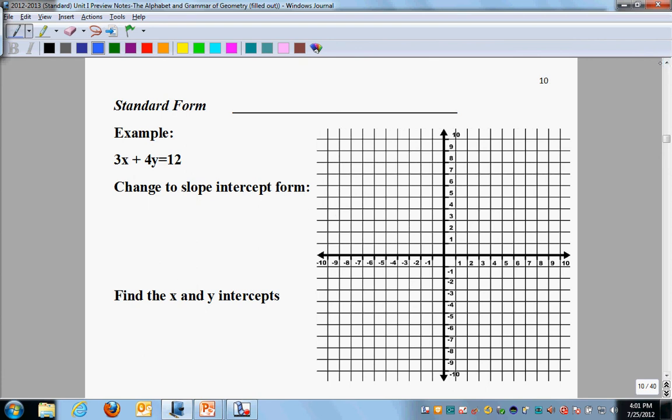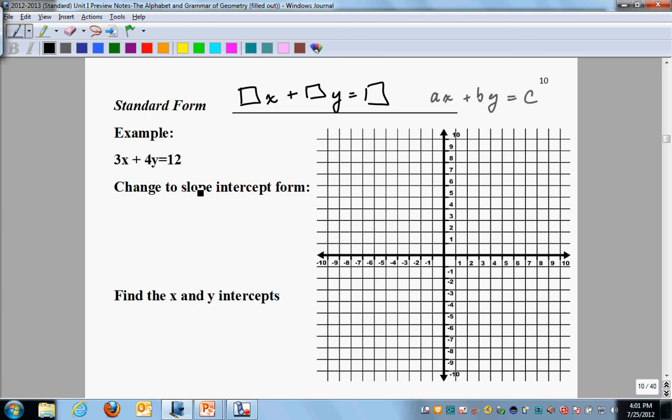The second form is what's called standard form. Standard form is when you have something in front of x plus or minus something in front of y equals something. It's also written like this: ax plus by equals c. That's called standard form. There's 2 ways you can handle standard form. The first way is to change it back into slope-intercept.